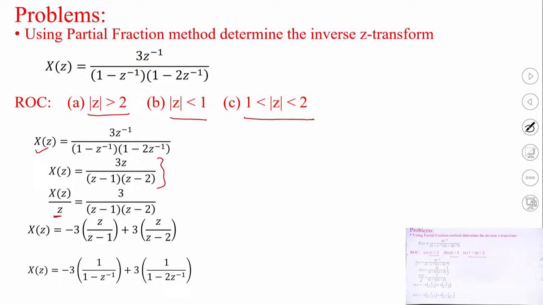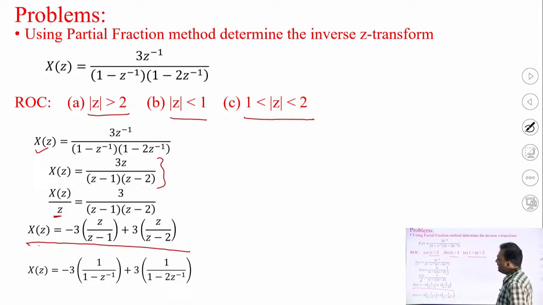Okay. So we can write it like this when we do the partial fraction. We will get two terms: minus 3z upon z minus 1 plus 3 times z upon z minus 2. Okay. So you can see here the poles are located at z equals 1 and z equals 2, and you require the ROC mod z greater than 2.